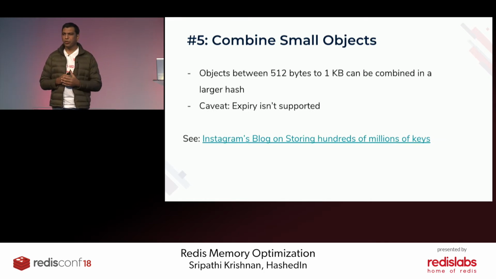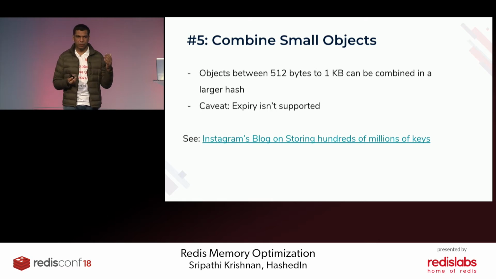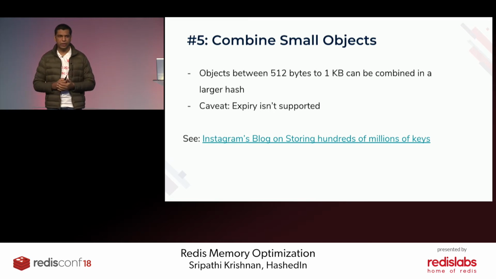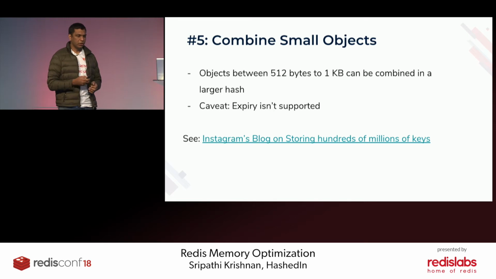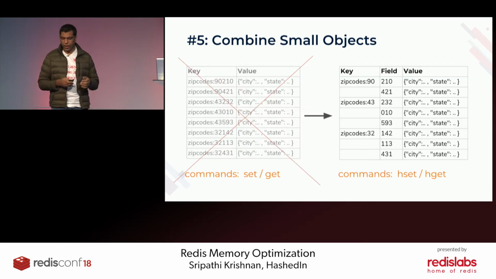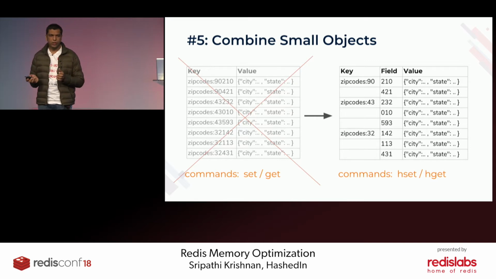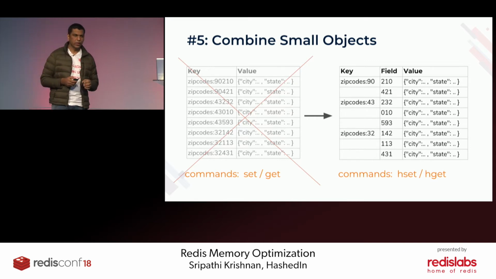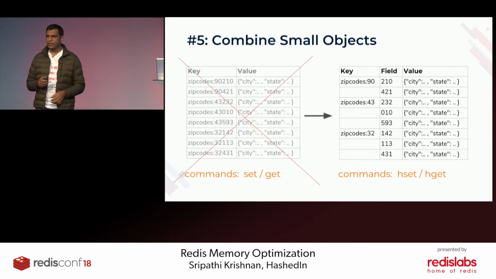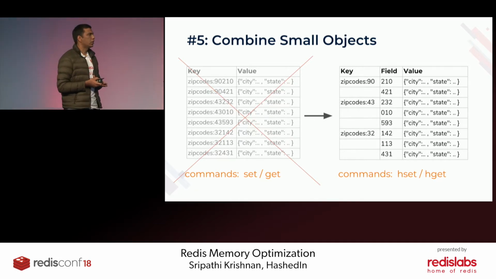The optimization works only if the resulting hash that you've created is of a particular size, and the elements are smaller than a particular size. I'll talk a little bit about that later in the talk. But if the JSON or the value that you're storing is very large, then this optimization does not work, right? So it's only for small objects which you can combine into a hash.